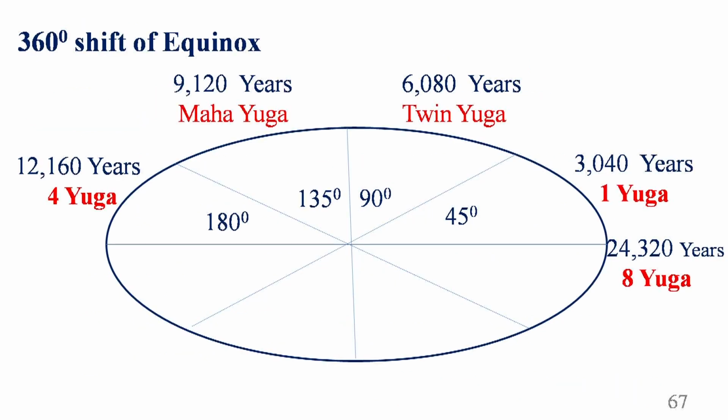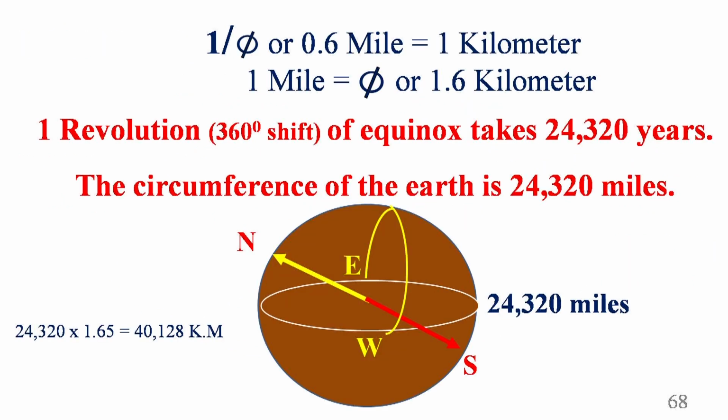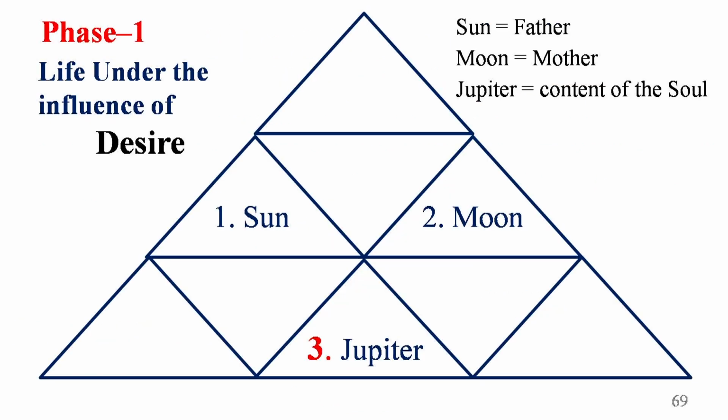The time duration and the respective angular shift of equinox is shown. 30 degree shift of equinox takes 24,320 years, and similarly the circumference of the earth is 24,320 miles.